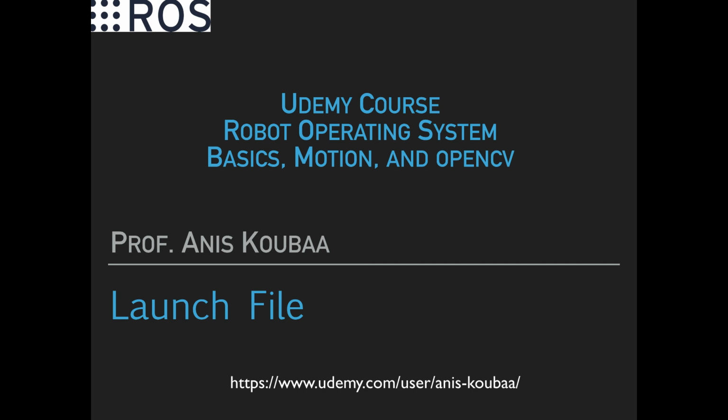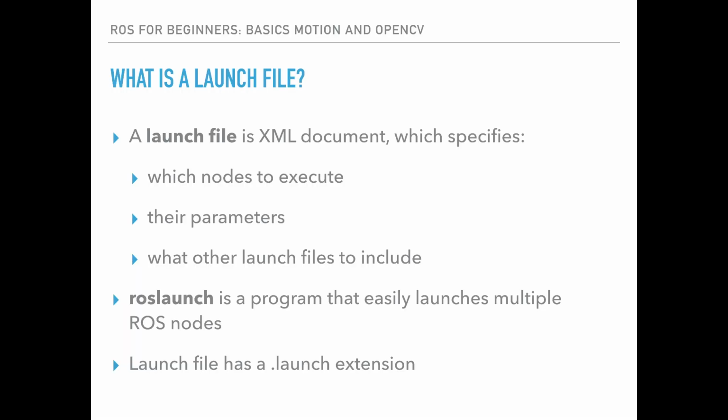Fortunately, in ROS, there are launch files which allow you to define several nodes which can be executed all at once. So let's see how it works. Before going into the coding part, let's understand what a launch file is. A launch file is nothing but an XML document which specifies a few things. It specifies which nodes we will execute. It also specifies some of the parameters that we can pass to the nodes. And it can also include other existing launch files.